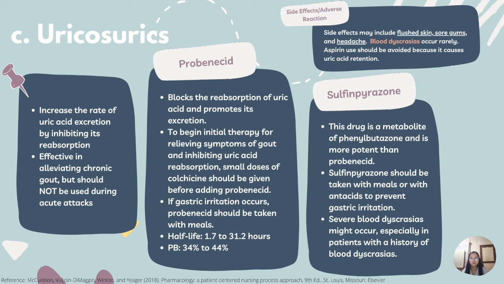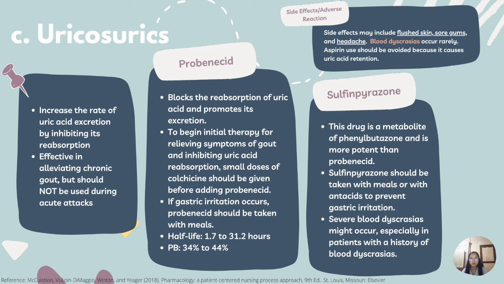Another uricosuric is sulfenpyrazone. This drug is a metabolite of phenylbutazone and is more potent than probenecid. Sulfenpyrazone should be taken with meals or with antacids to prevent gastric irritation. Severe dyscrasias may also occur, especially in patients with a history of blood dyscrasias.